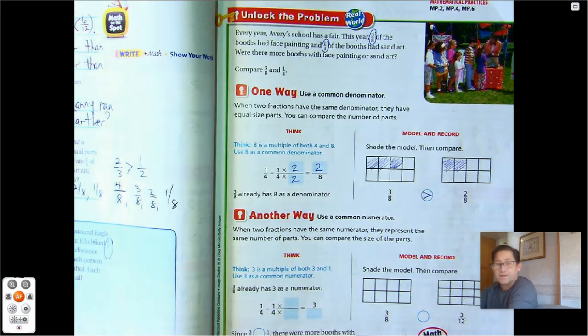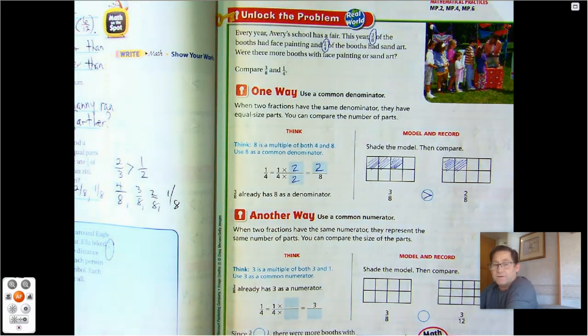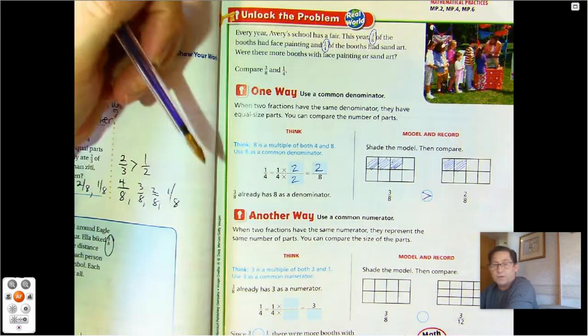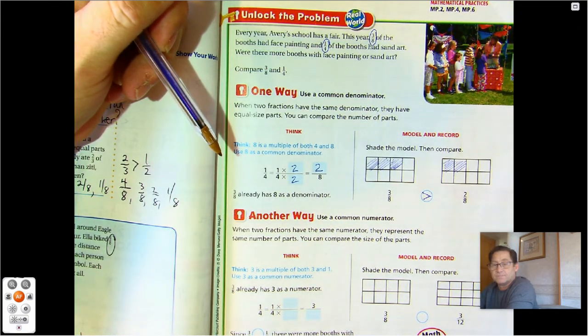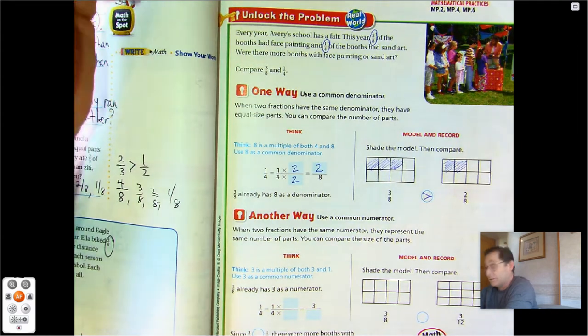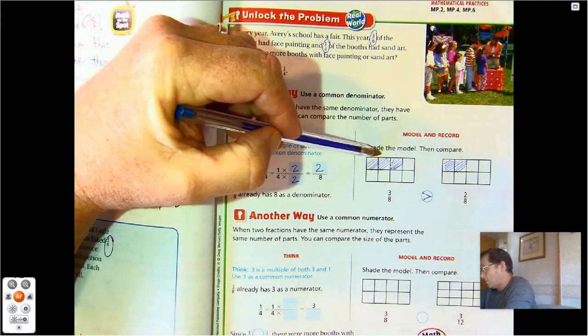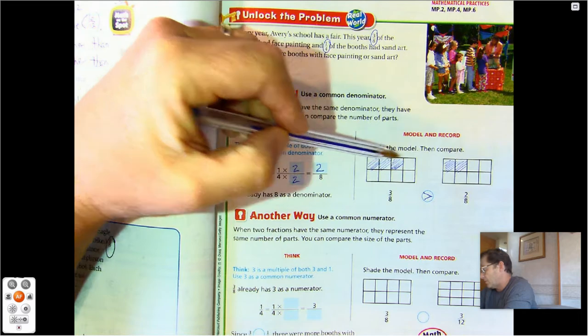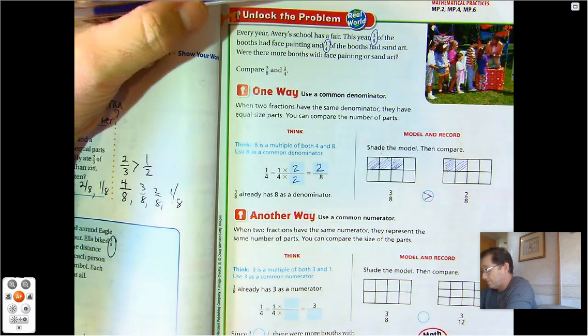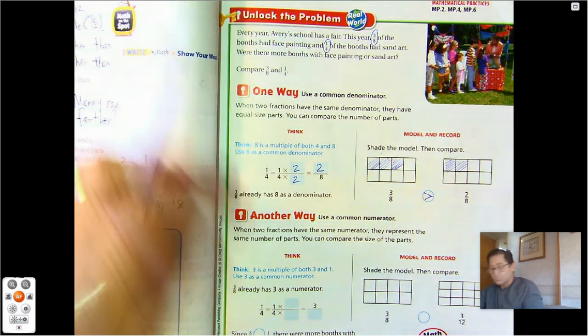Right? So when we have the same number of equal sized parts, all you have to do is see which one has more parts. More of those equal sized parts. This one has 3 of those equal sized parts, and this one has 2 of those equal sized parts. So that's one way.